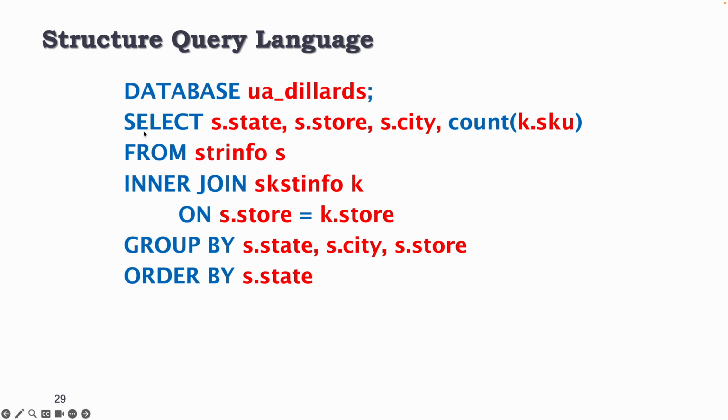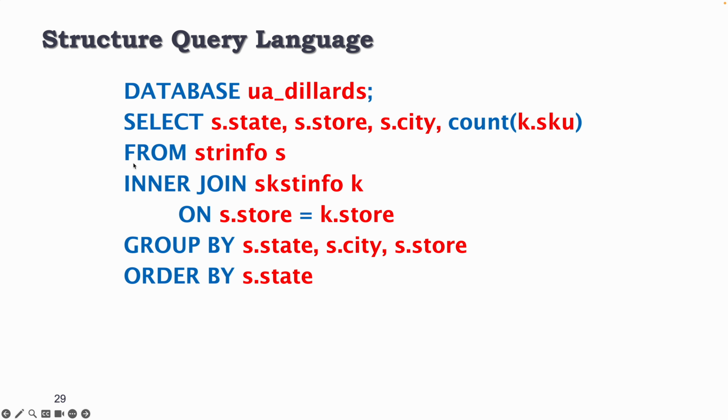For the table that we wanted, we are specifying the columns using select. So we want state, store, city, and count of SKUs. Now, another thing you'll notice here is before state, we are specifying S dot, S dot, S dot, and K dot. So before each column, you'll notice that we are specifying S or K.